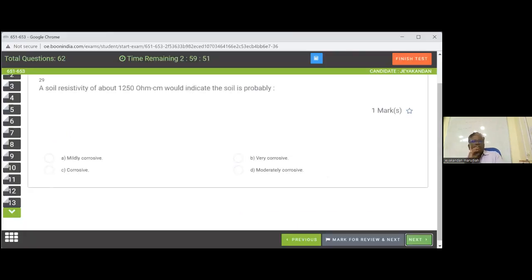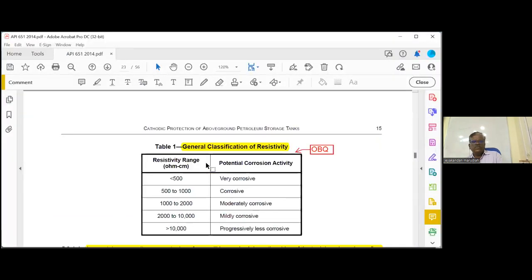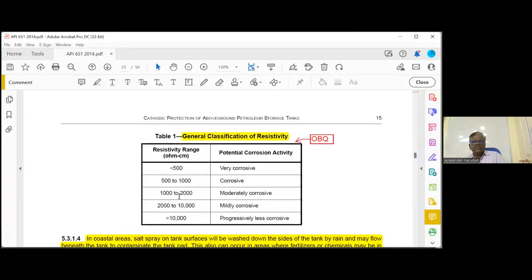Next. Soil resistivity of about 1250. So you have to refer to this one. Mildly or moderately corrosive? 1250 ohm-cm. Now this will be here, moderately corrosive. Okay, this we have already highlighted.